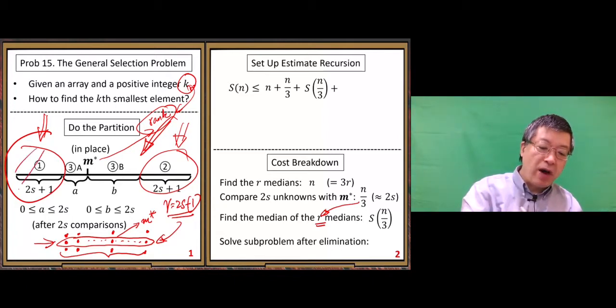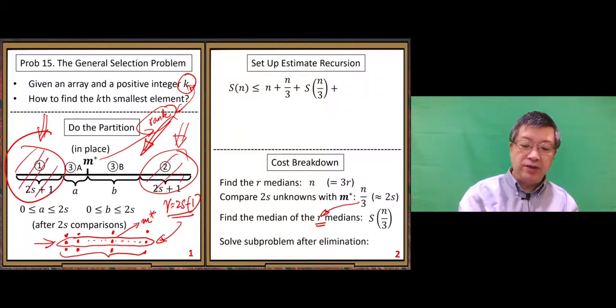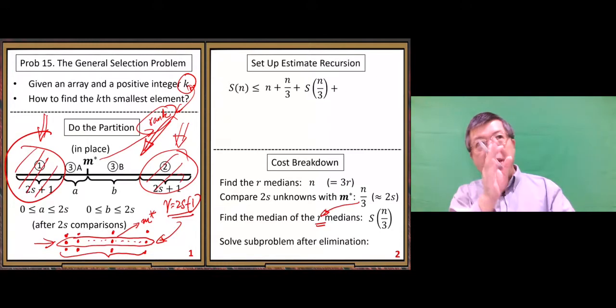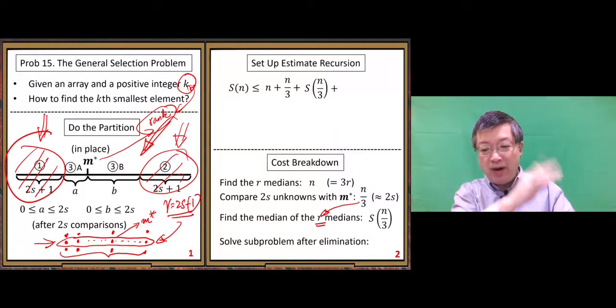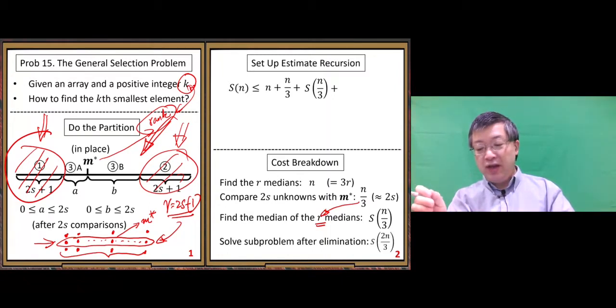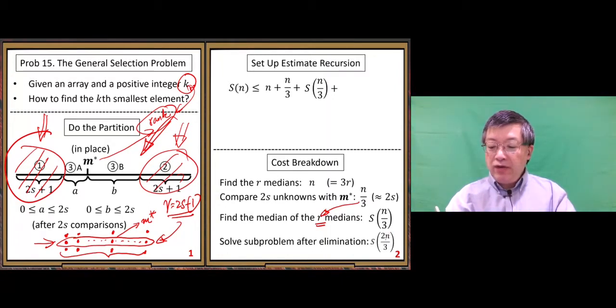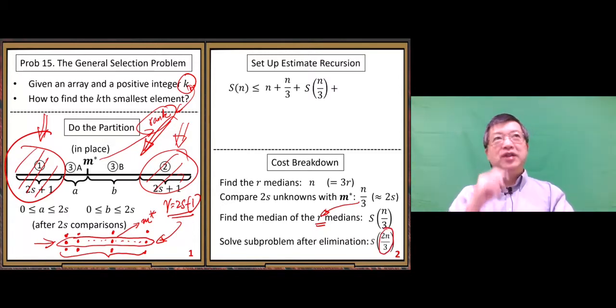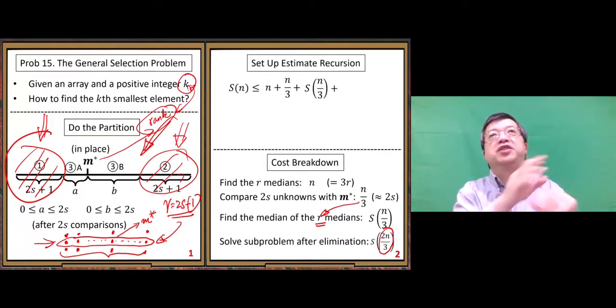So that either part A or part B, that's 2s plus 1. So the remaining part, 4s something, right? So that is 2n over 3, the size 2n over 3. Try to look at it from a picture. And only consider the worst case.